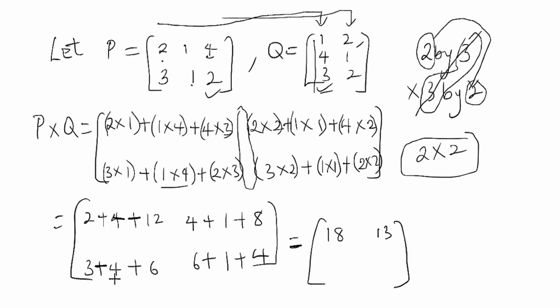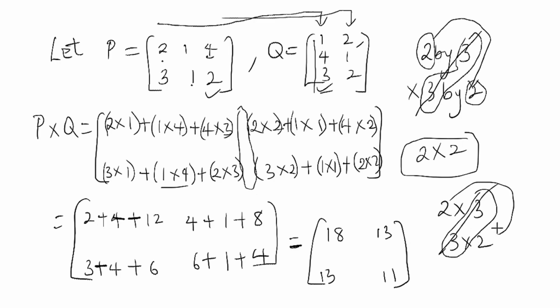3 plus 4 is 7. 7 plus 6 is 13 also. And then 6 plus 1 is 7. 7 plus 4 is 11. So as I said before, when you're multiplying a 2 by 3 matrix by a 3 by 2 matrix, it is going to produce a 2 by 2 matrix. So it's like you're removing these 3s and we are left with 2 by 2.